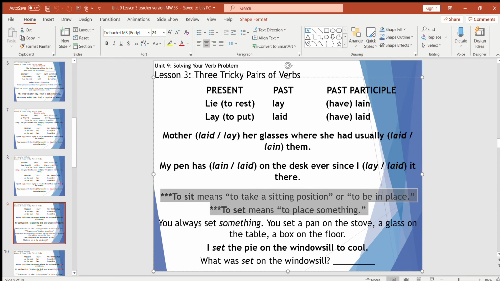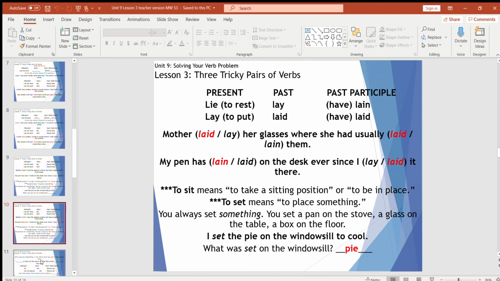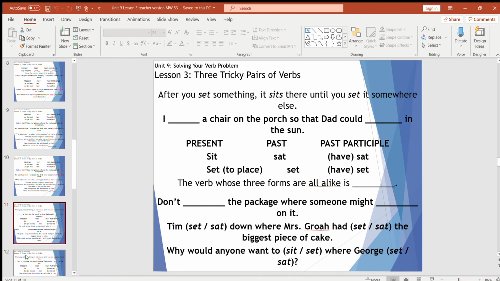So you always set something. You set a pan on the stove, a glass on the table, a box on the floor, whatever the case may be, you're doing it to something else. So I set the pie on the windowsill to cool. We know set is correct use because what was put on the windowsill? The pie, right? So again, answers if you require them. So after you set something, it sits there until you set it somewhere else.